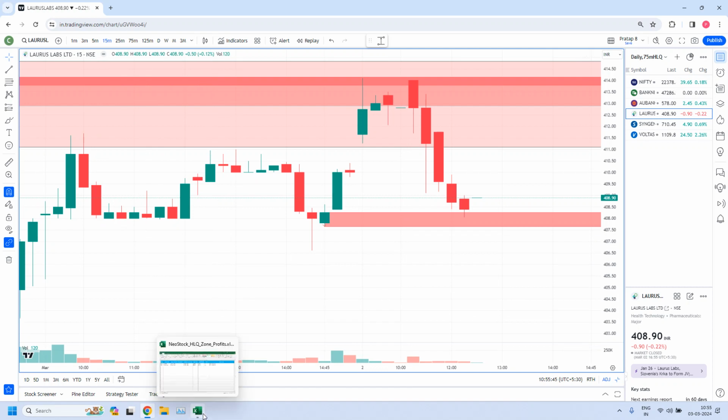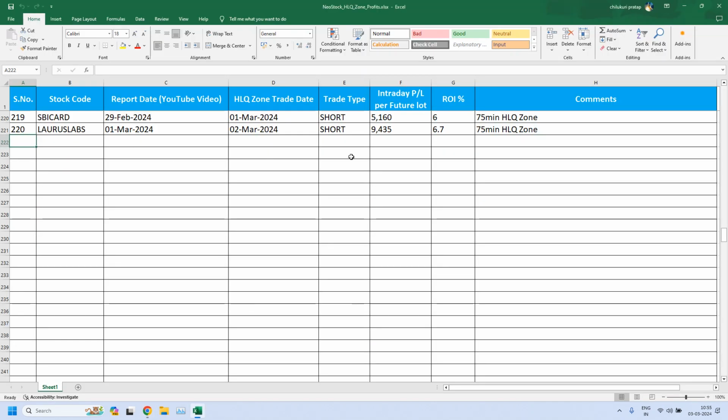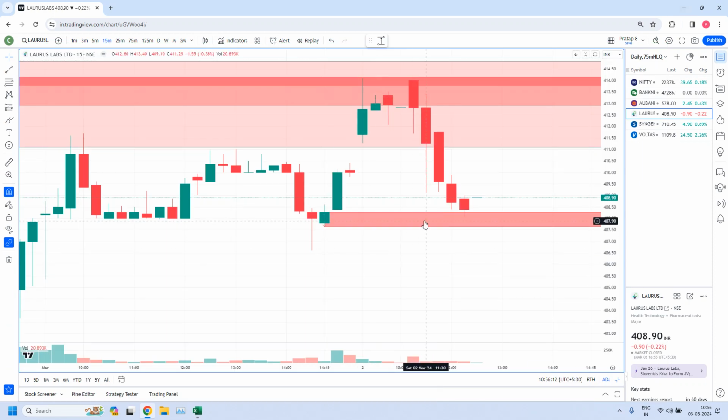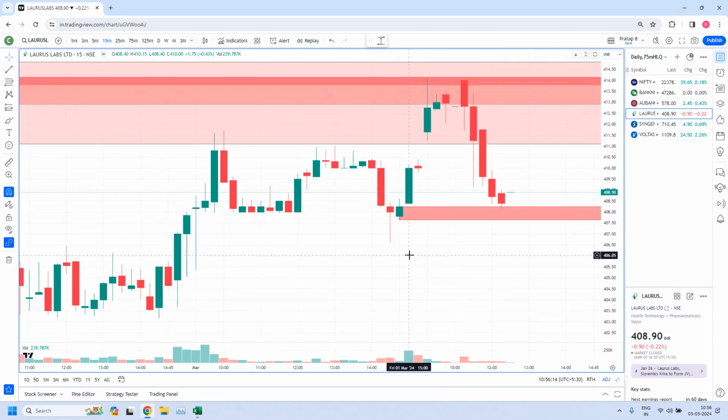So this is the way Laurus Labs has given a profit of 9,435 rupees per one futures lot. And the ROI is 6.7%, return on the investment based on one futures lot. That is 6.7%. Excellent trade during the special trading day. So this is about Laurus.